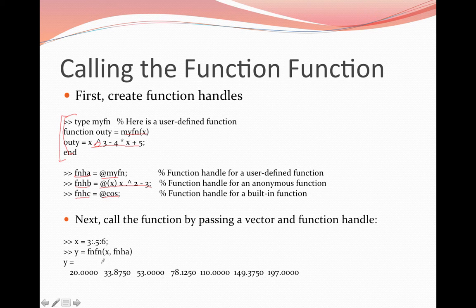So next I'm going to call the function. First of all, I'm going to create a vector x. X in this case is going to go from 3 to 6 in steps of 0.5. And I'm going to call my function and pass to it function handle A, which is again the handle of this user-defined function up here. So by passing the handle of that function, it's just like getting this function of x cubed minus 4x plus 5. So the first value of x is 3, so we're getting 3 cubed, 27, minus 4 times 3, 27 minus 12 is 15, plus 5 gives me 20, and so forth.